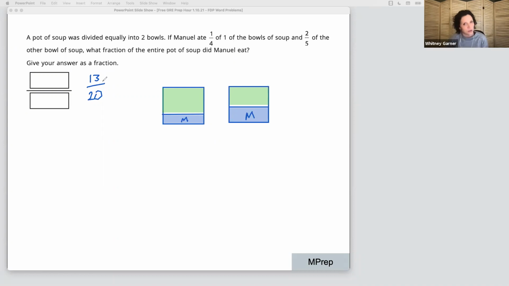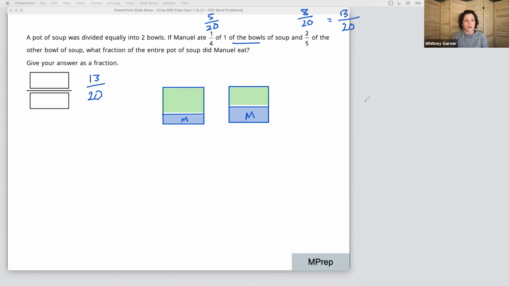How do we get to 13/20? Where does that answer come from? So where did we get that? Common denominators, and said, okay, well, Manuel ate a 1/4 and 2/5. So this would be 5/20 of one bowl of soup. This would be 8/20 of a bowl of soup. And so together, what is 13/20 then?